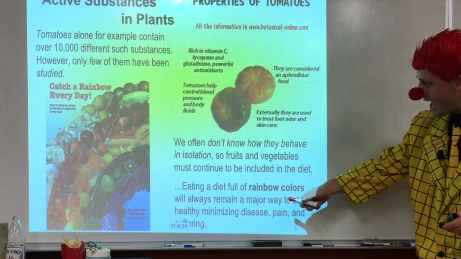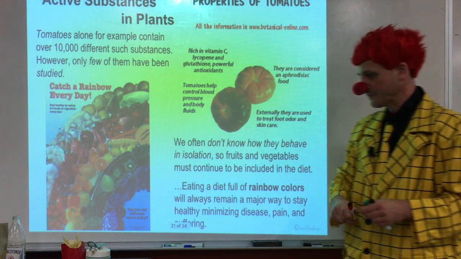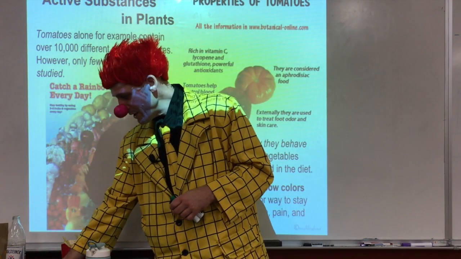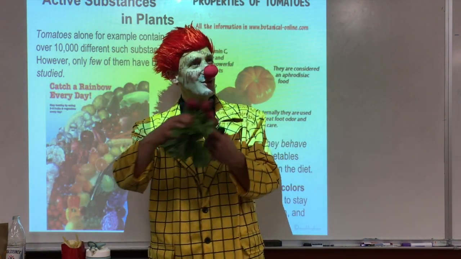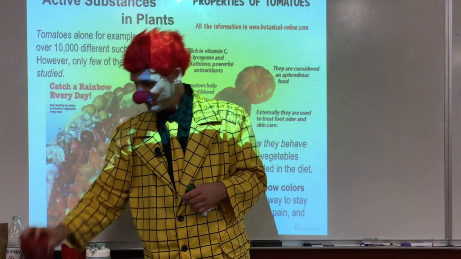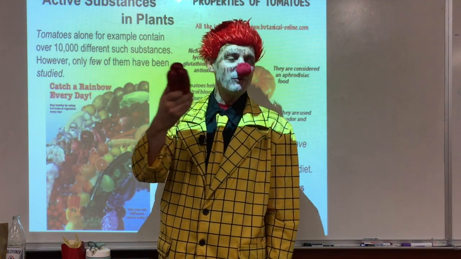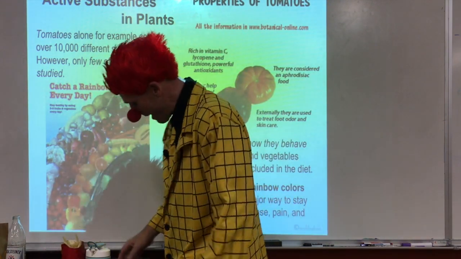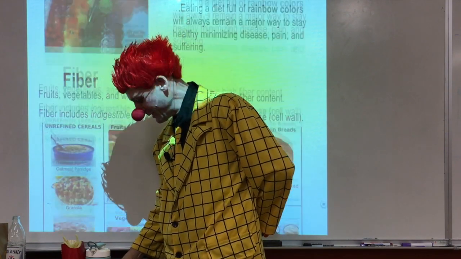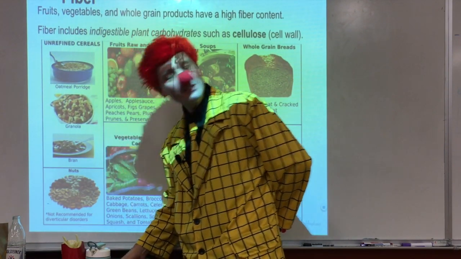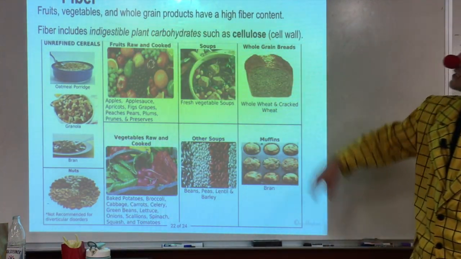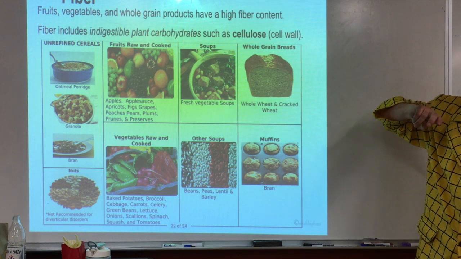And so we do want to have rainbow colors that we eat. We do want to eat some of this. That's from the farmer's market, I just got to say. That was from Safeway. Because the one from farmer's market I already ate. I put it in a quiche. That was really good. And I think the last topic that I'll bore you with tonight is the fiber topic.